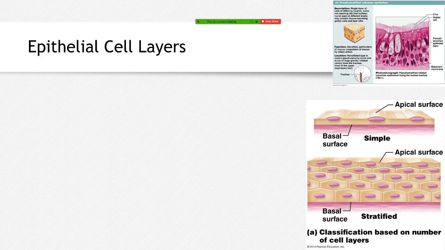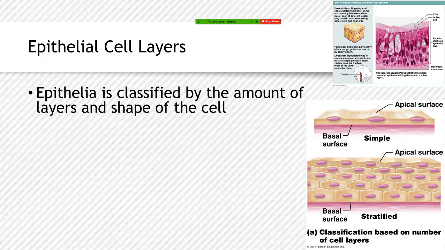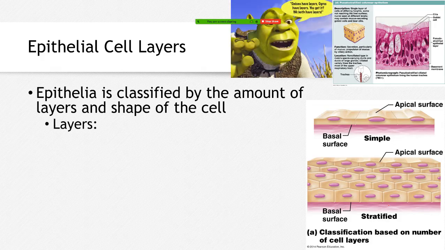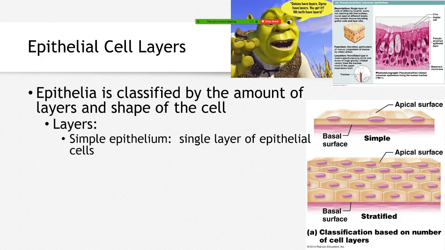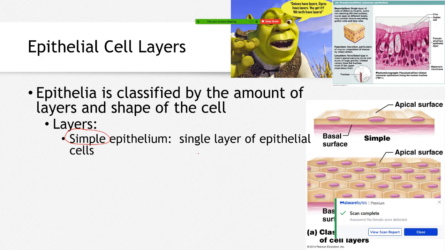One is by the layers. How many layers are there? And a second way of doing it is by the shape of it, like what it looks like. And so this particular slide, we're actually going to be looking at how many layers there are. Okay. So first, the layers. If it's only one single layer of cells, then we call that simple epithelial.